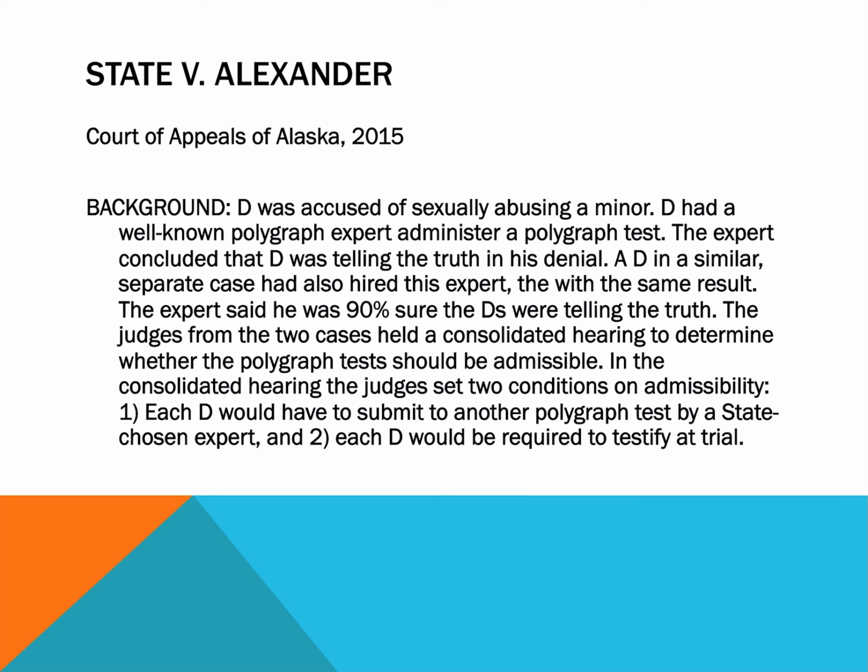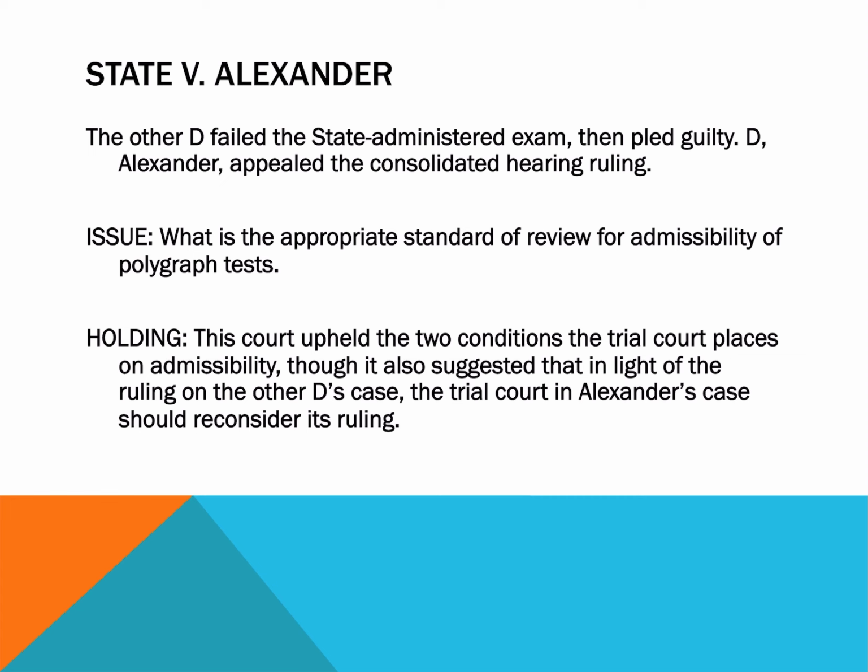The judges from the two cases held a consolidated hearing to determine whether the polygraph tests should be admissible in both trials. In the consolidated hearing, the judges set two conditions on admissibility. One, that each defendant would have to submit to another polygraph test by a state-chosen expert, and two, that each defendant would be required to testify at trial and be subject to cross-exam. The other defendant ended up failing their state-administered exam and then pled guilty.